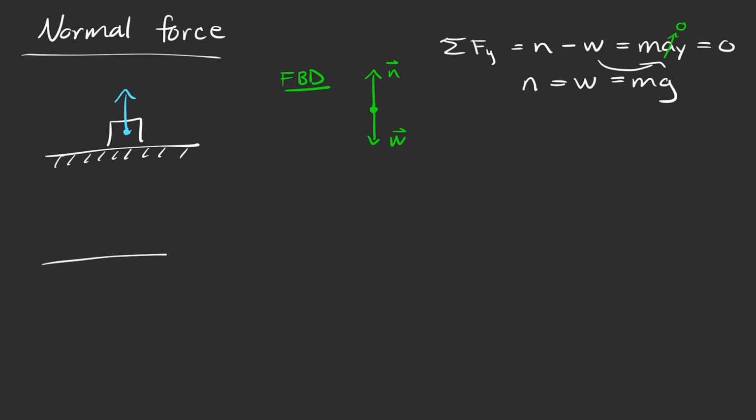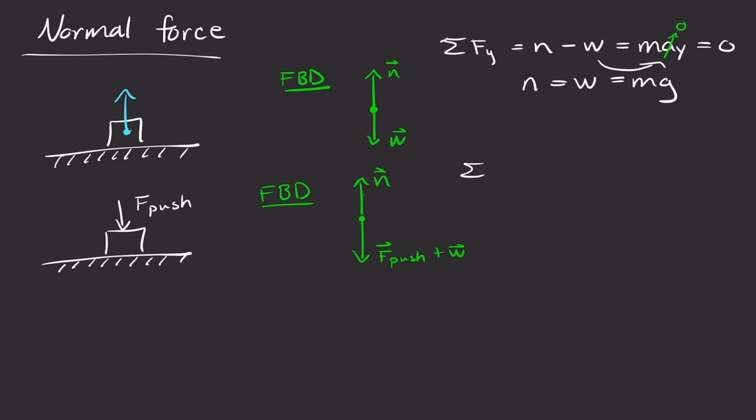Okay, so now let's look at another example, same block, but now we want to apply some force down. So we're going to push down on the block. So now we do a free body diagram, and the normal force is still going to push up on the block to keep it from going through the floor. But now we have this downward pushing force plus the weight of the block.